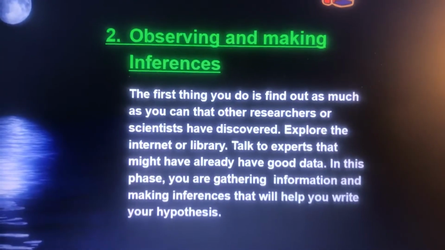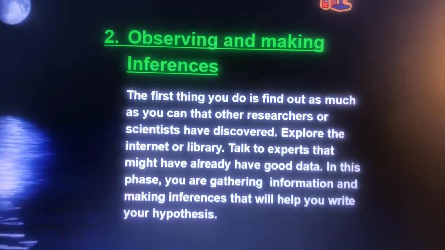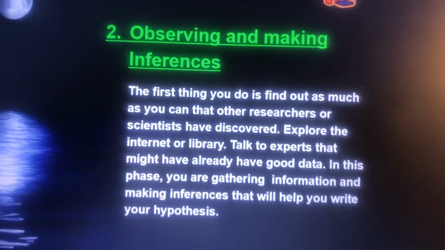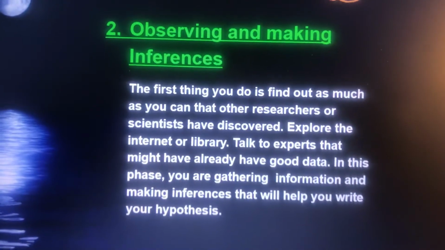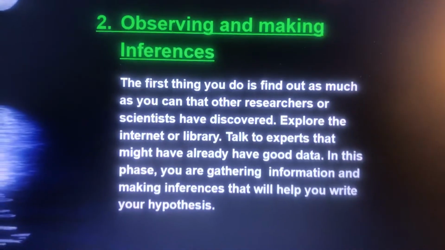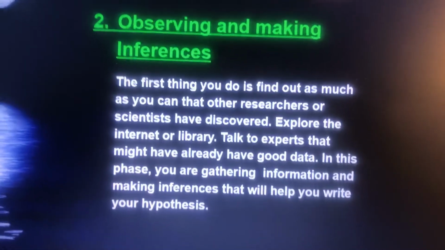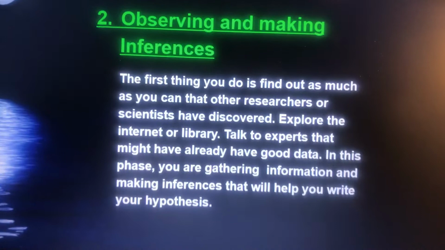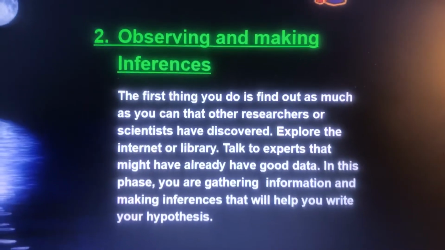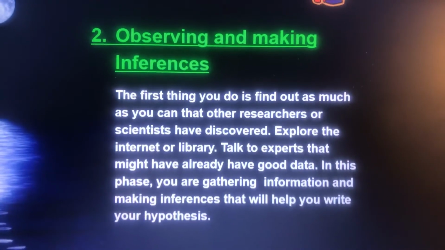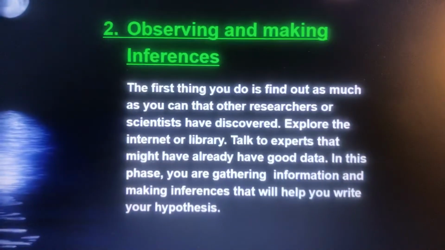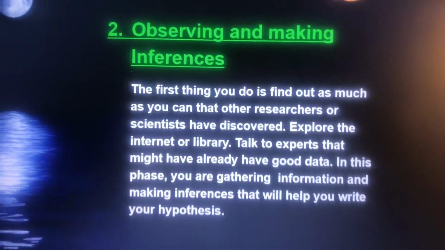So the first thing you do is to find out as much as you can that other researchers or scientists have discovered about a problem that you're interested in. You explore the internet or library. You talk to experts that already have good data and some evaluations and observations about what you're really trying to figure out. In this phase, you're gathering information and making inferences that will help you write your hypothesis.